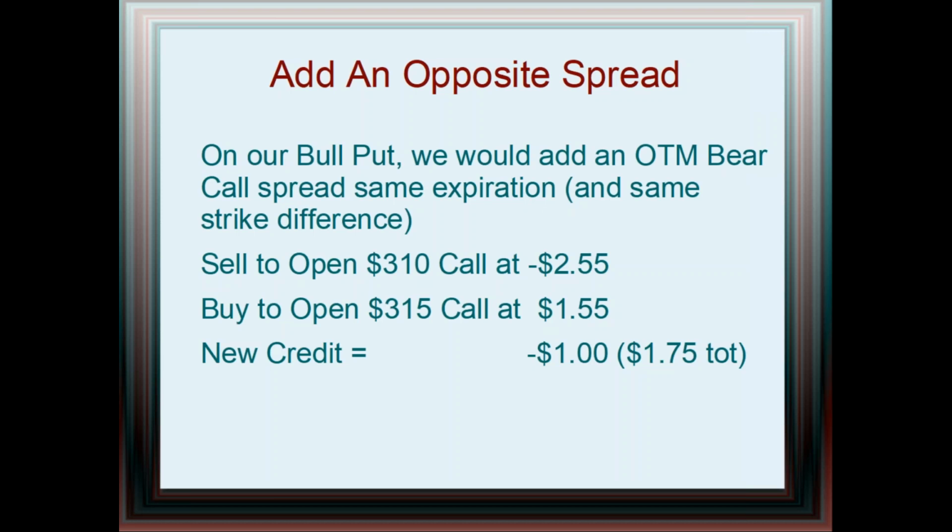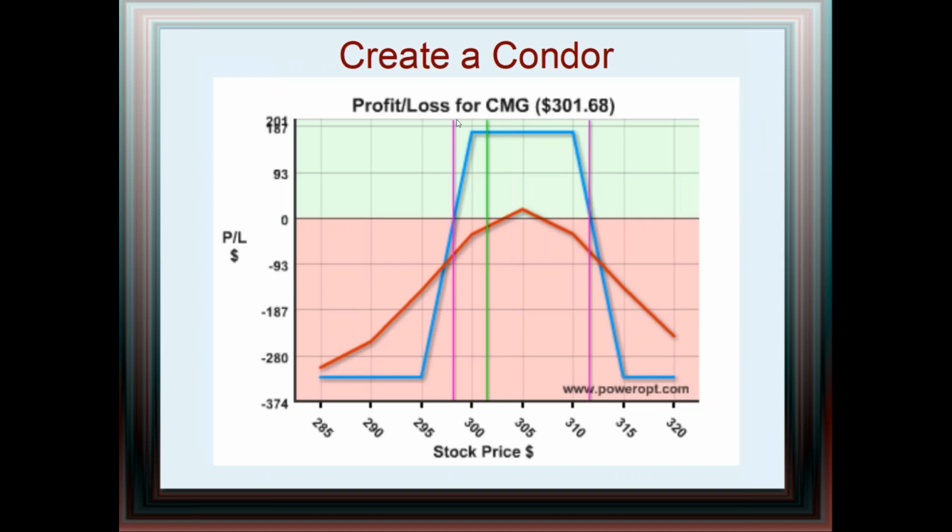I sell to open the 310 call at 2.55 for September 1st. And I open the 315 call at 1.55. I get a new net credit of $1. So my total credit for this position is $1.75. I want to keep the same expiration, and I'm going to keep the same strike difference. Okay?